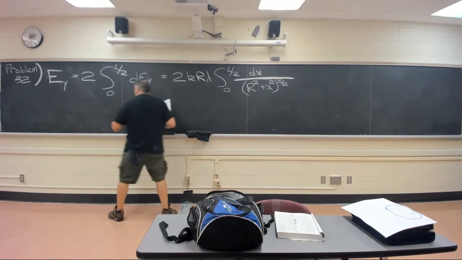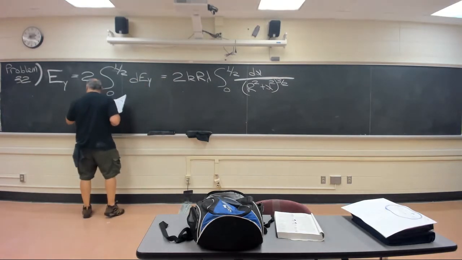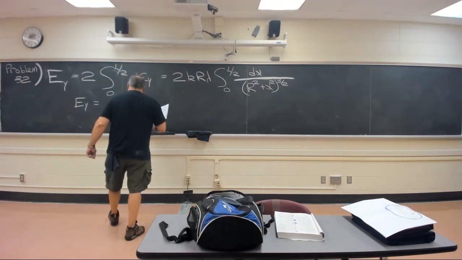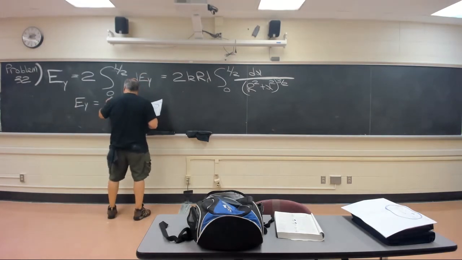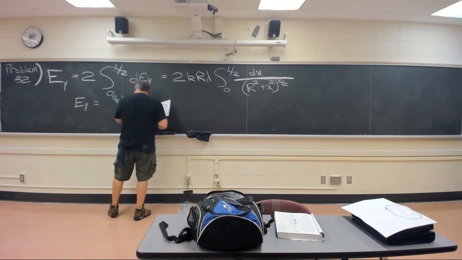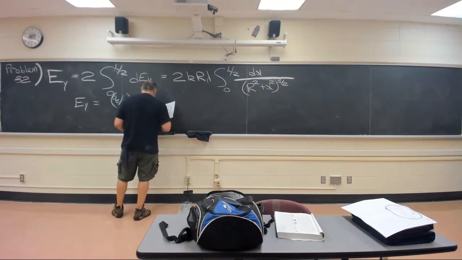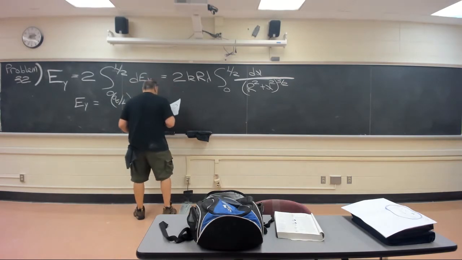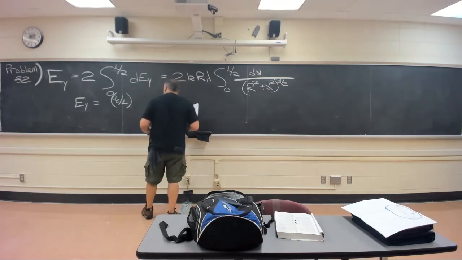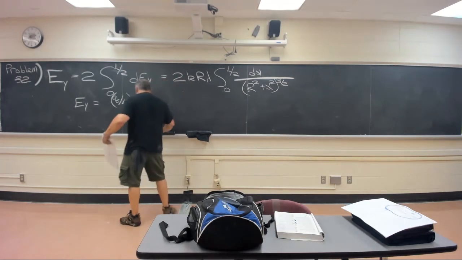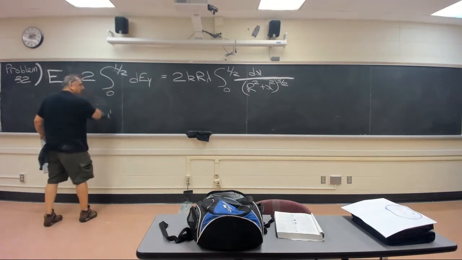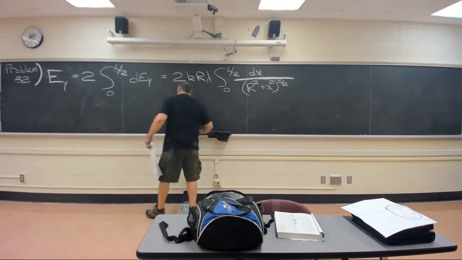What do we got here? Well, we got EY. Is lambda the same as Q over L? Absolutely. Lambda is the same as Q over L. R is R. Let me just try to give us a little more room, guys. When you write as large as I do, you need a lot of room, I guess.